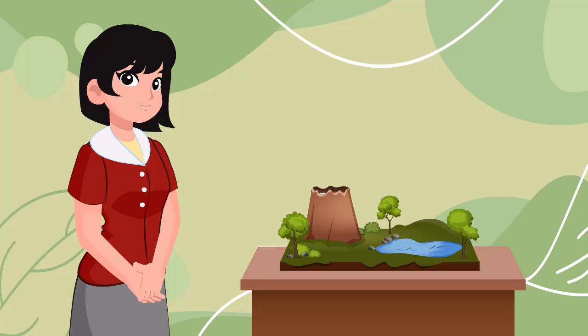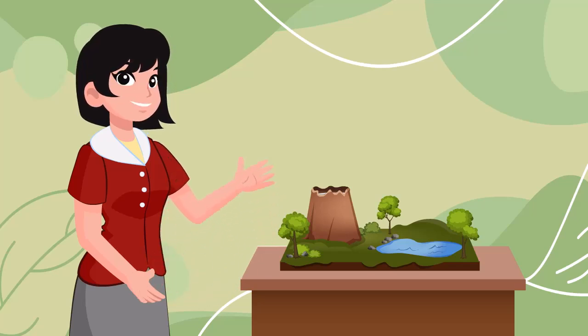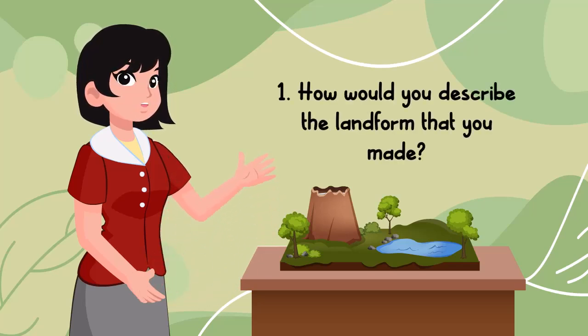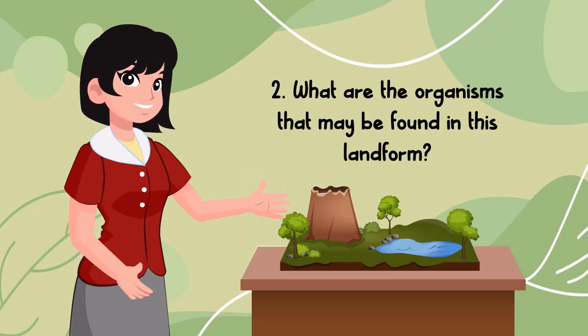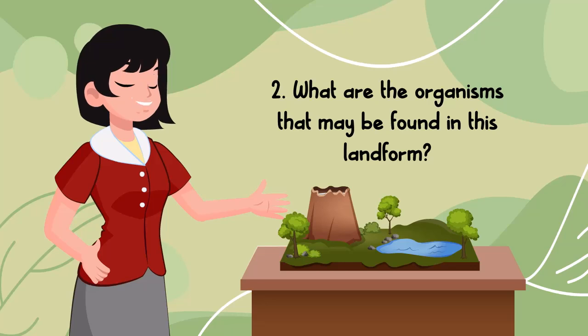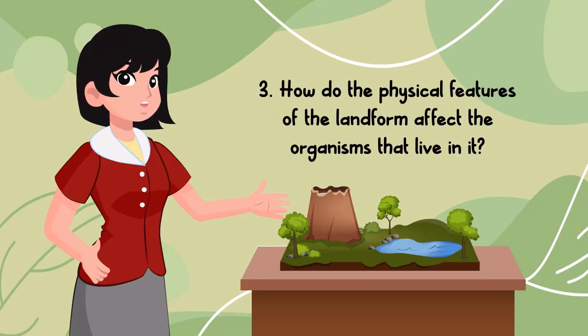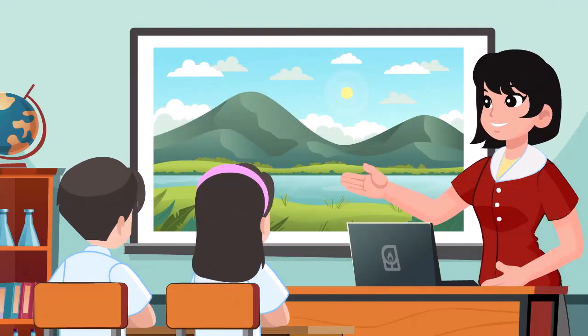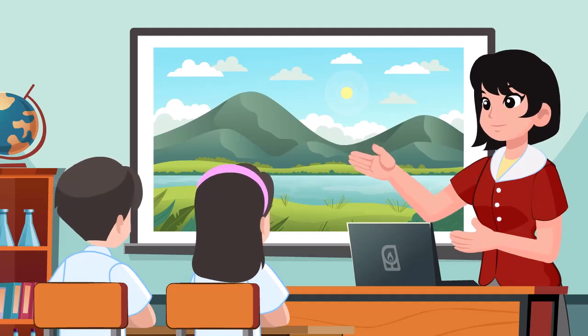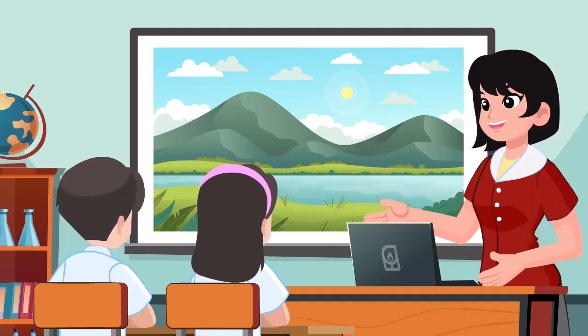What did you observe from the activity? Answer the following questions. How would you describe the landform that you made? What are the organisms that may be found in this landform? How do the physical features of the landform affect the organisms that live in it? After discussing the answer, you need to write what you have learned in this activity.